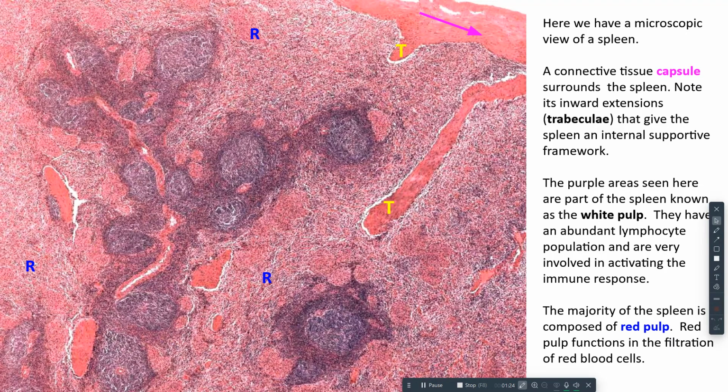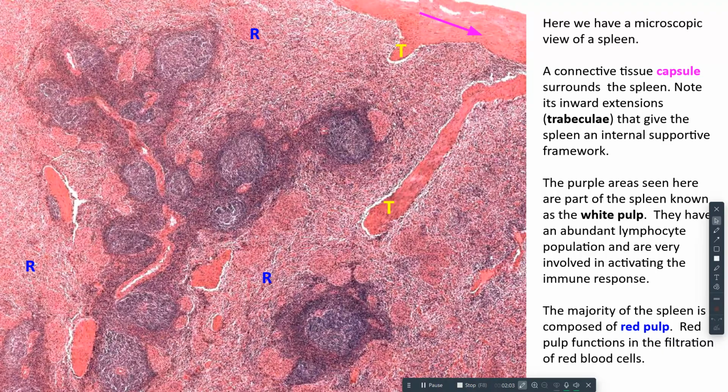And now what we got here is a microscopic view of the spleen. Like many lymphatic organs, the spleen has a connective tissue capsule around it. We see it up here. Lots of nice collagen in there. And coming inwardly from the capsule are these extensions. We got a nice long one here, shorter one here, some chunks of ones over here. These are known as trabeculae. They're going to help provide that stroma, that internal framework of the spleen.